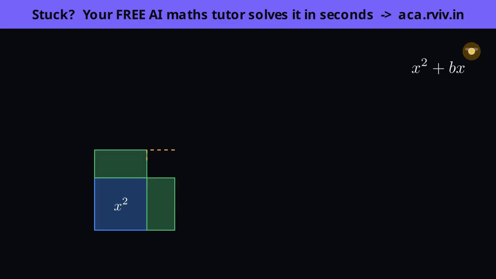There's a corner missing at the top right, a little square hole. And notice its exact size, it's b over 2 tall, because that's the width of the strip we laid on top, and b over 2 wide, because that's the width of the strip on the right. So the gap is precisely b over 2 by b over 2, and its area is b over 2 squared. That number is not a guess, the geometry hands it to us.